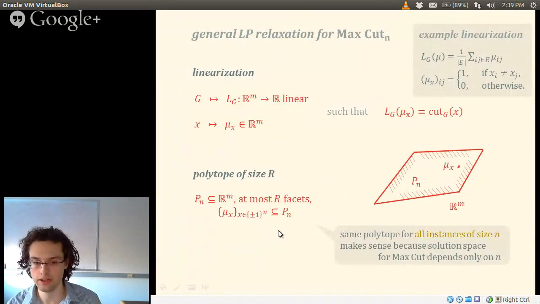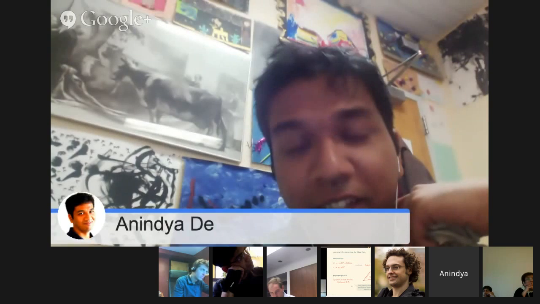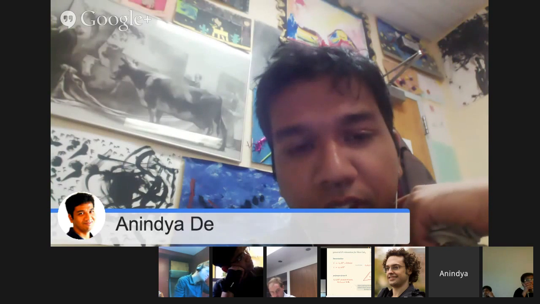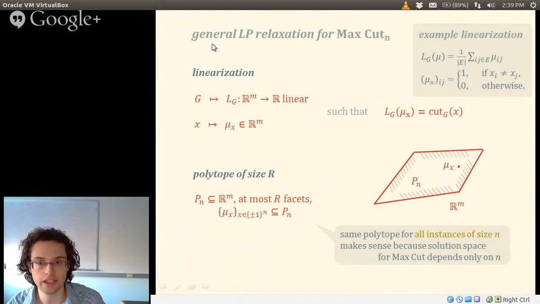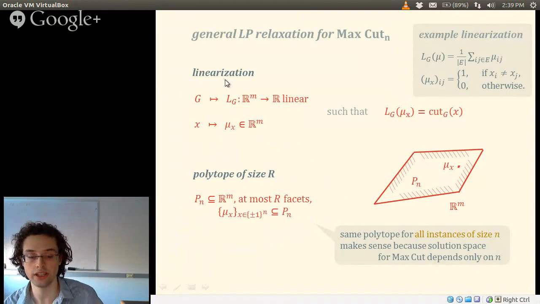If you allow the polytope to depend in a very simple way on the instance, you can encode arbitrary polynomial time computation. Sure. But the linearization does depend on the graph, on the instance, right? Yes, the linear function that you associate with the graph will depend. That's the place where the instance enters.